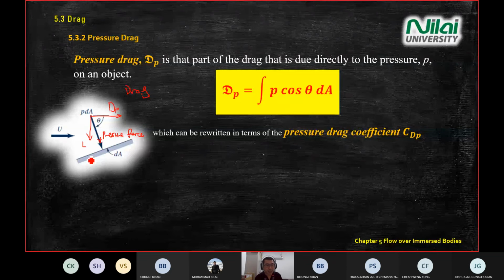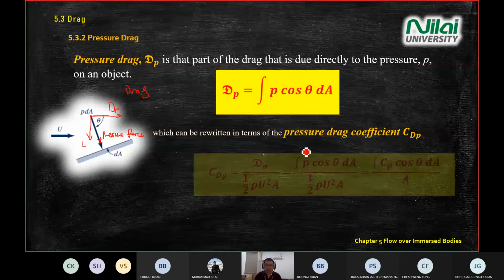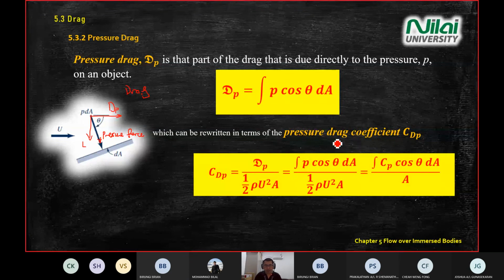Okay, and again, in this case, we don't focus on the vertical component, because the vertical component, perpendicular to the upstream, is giving you the lift. So you're focusing on the drag. You convert this magnitude to this magnitude, and you get cos theta times dA. So you can use this one to write the pressure drag coefficient.